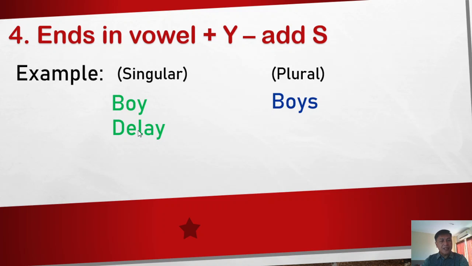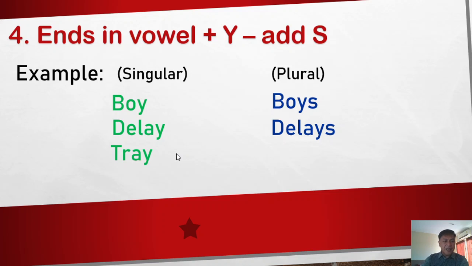Delay. Again, look at the word. The last two letters are A and Y. A is a vowel plus Y. So simply add S, and that becomes delays. Next example is tray.